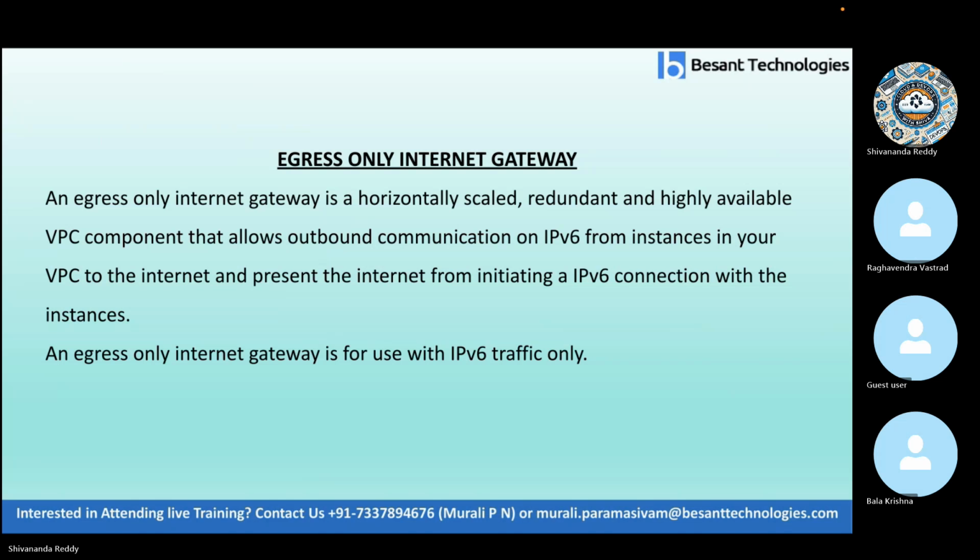Then one more option, the egress only internet gateway. Egress is for IPv6. Ingress is for IPv4. Internet gateway is for IPv4. Egress only internet gateway is for IPv6. An egress only internet gateway is a horizontally scaled, redundant, and highly available VPC component that allows outbound communication over IPv6 from instances in your VPC to the internet and prevents the internet from initiating an IPv6 connection with the instances. An egress only internet gateway is for use with IPv6 traffic only.